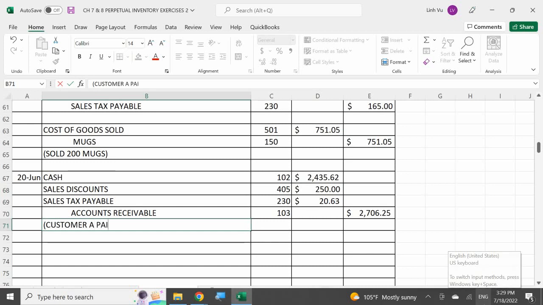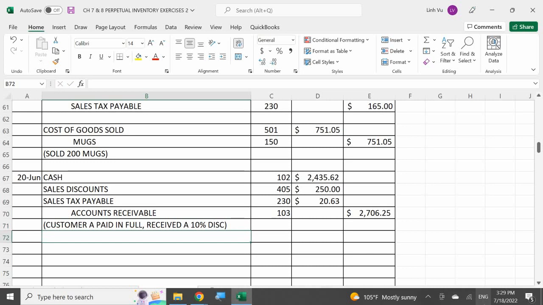Good. So in this case, I can make a note here. Customer A paid in full and received a 10% discount. Okay. Now, question to you. Do I need to adjust my inventory?